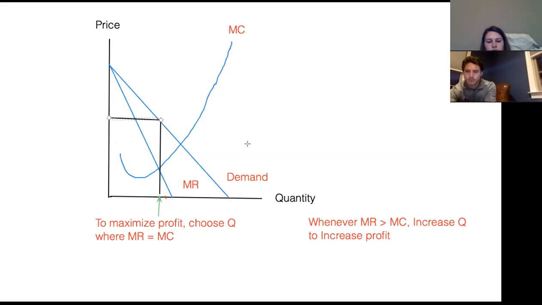It's where do they want to be? What quantity do they want to produce? What price do they want to charge? That's the short run equilibrium.